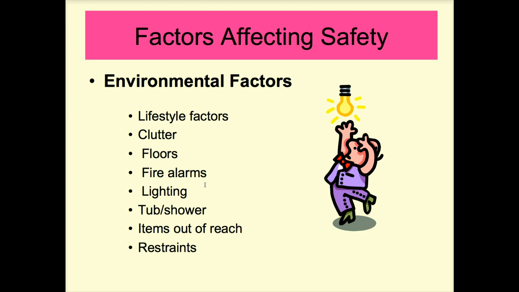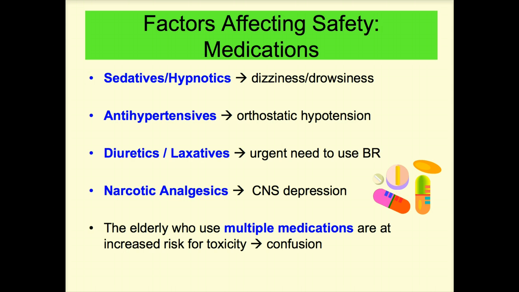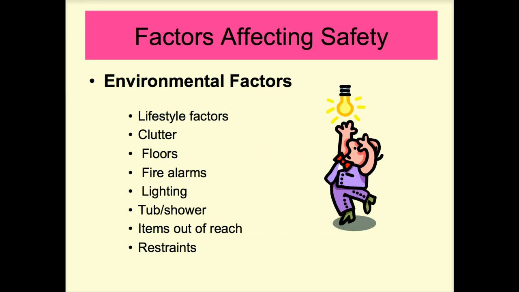Lifestyle factors, safety: good lighting, keeping their environment and them clean, keeping things in good reach for them, accessible to them. So factors, again, relate to things we are assessing for. So we're assessing for medications that affect the patient's safety. We're looking at environmental factors that can impact the patient's safety.